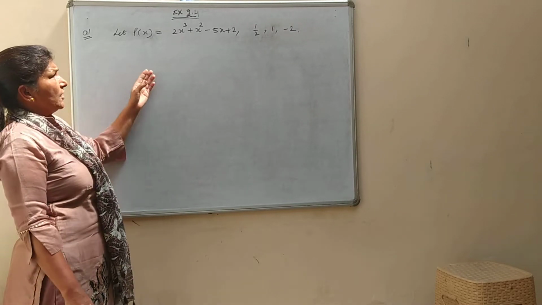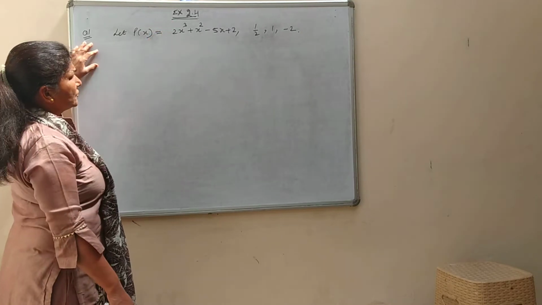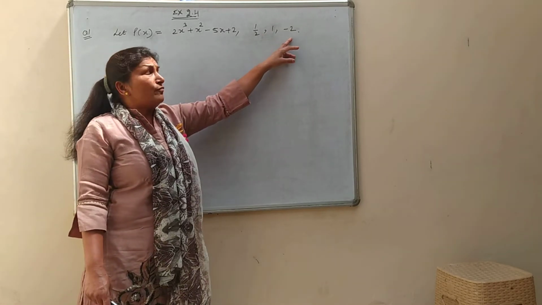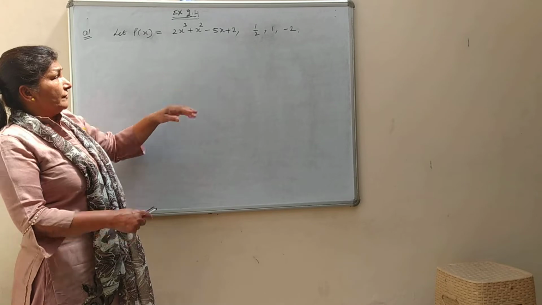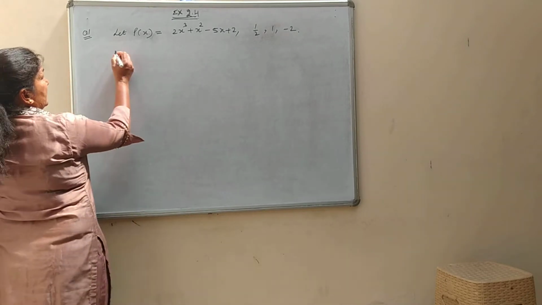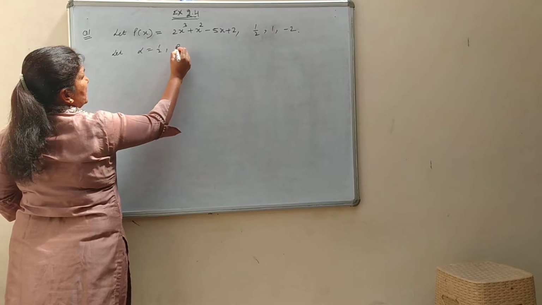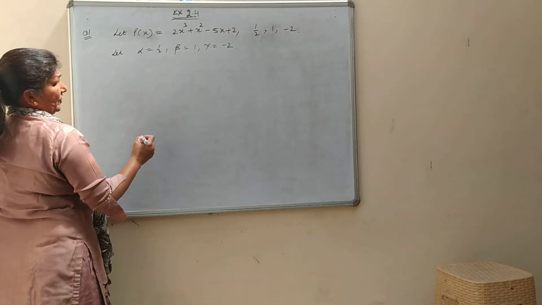Today we are going to start with exercise 2.4, that is optional exercise. In the first question, we are given three numbers. We have to verify that these numbers are the zeros of this polynomial. First of all, we will let alpha is equal to 1 by 2, beta is equal to 1 and gamma is equal to minus 2.